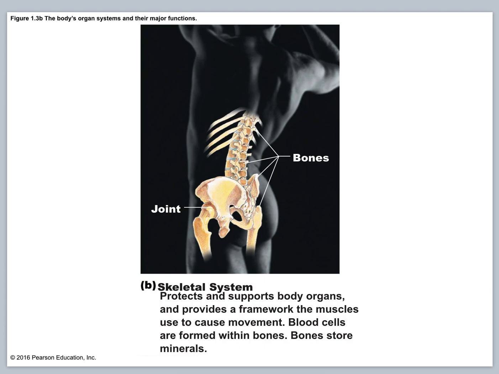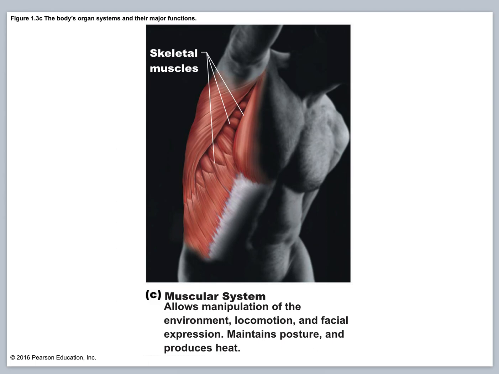The skeletal system provides support for organs and a framework for the muscles to provide movement. Within the bones, blood cells are formed, and bones are also a storage of minerals. The muscular system allows for movement, basically movement of the extremities, and movement of blood throughout the cardiovascular system. It also provides for production of heat through the form of shivering. All this is accomplished by the muscular system.